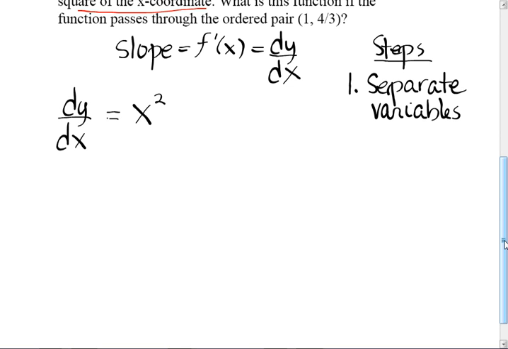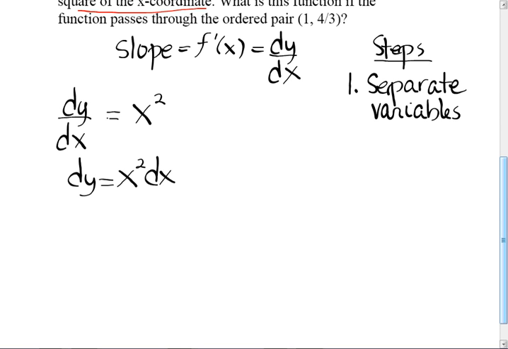So I'm going to cross multiply. So dy is equal to x squared dx. Okay, I got my point. First point, separated the variables. Now, what I mean by separating the variables, okay, Samuel, is that you have only x's on one side and only y's on the other. You can't have x's and y's on the same side.